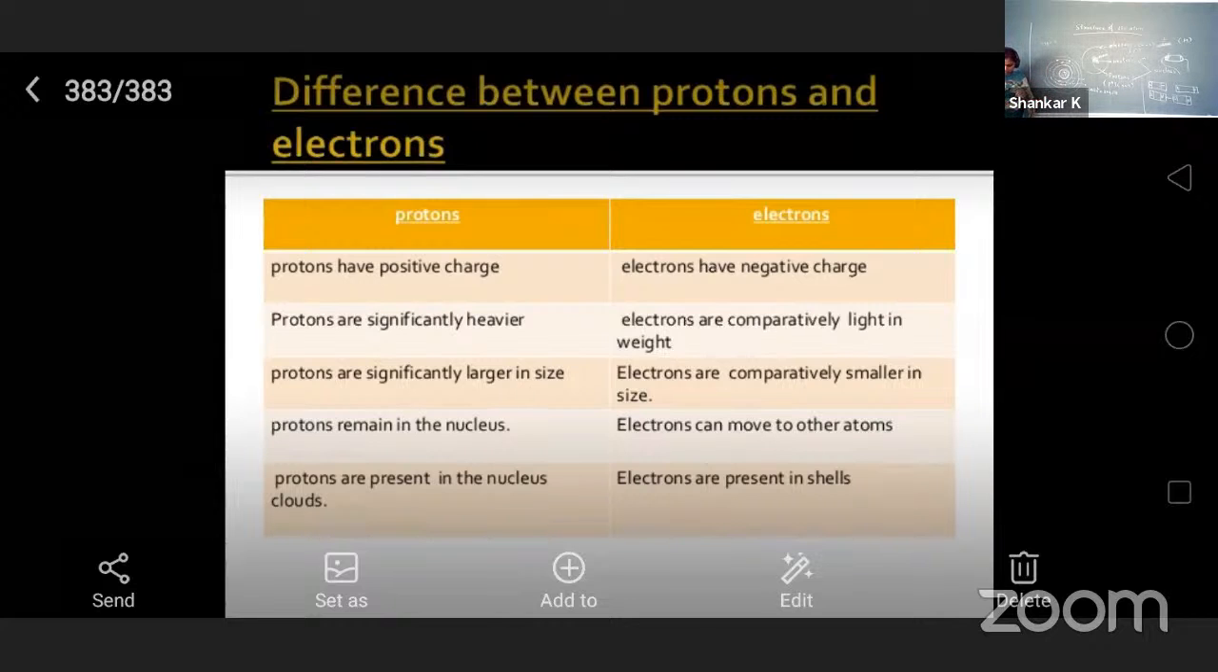Okay. So this is about the protons and neutrons. Protons are present in the nucleus. We say the nucleus is the center point. It has neutrons and protons, and that is called the nucleus. Electrons are present in the cells. This we call the cell. Next.